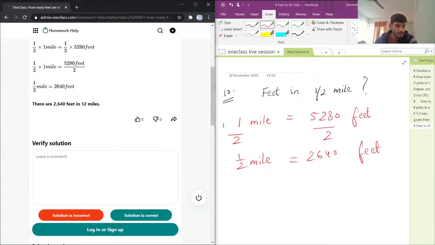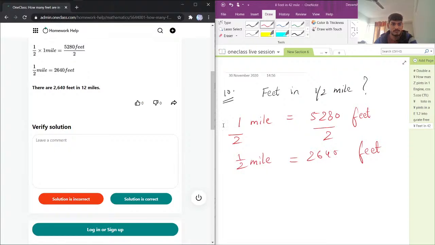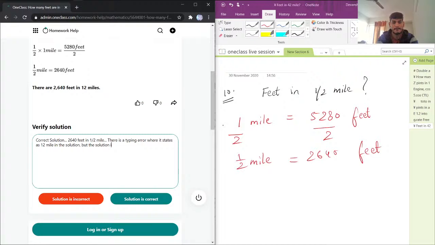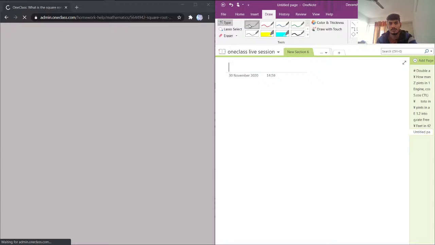2640 feet in 12 miles. No, there is a division sign missing, but the answer is correct. 2640 feet in 1/2 mile. There is a typing error where it states as 12 mile in the solution, but the solution is correct. No, that is sufficient. Solution is correct. I think we have one more question. Yup.